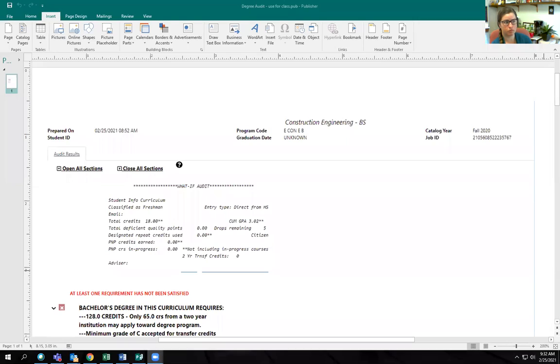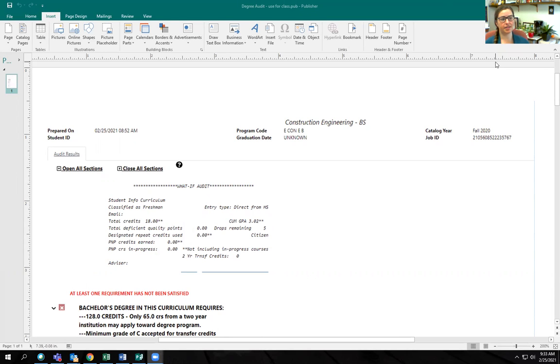So let's take a look. I actually made a sample degree audit here, and we'll use that to just kind of walk through what stuff we need to be seeing on a degree audit. So I'm going to share my screen here in just a second. And you should be able to see, I'm actually going to move this over, yeah, we should be able to see the degree audit here on this screen.